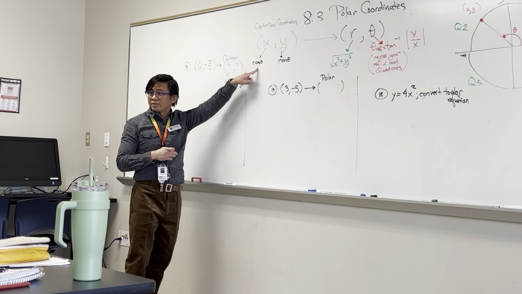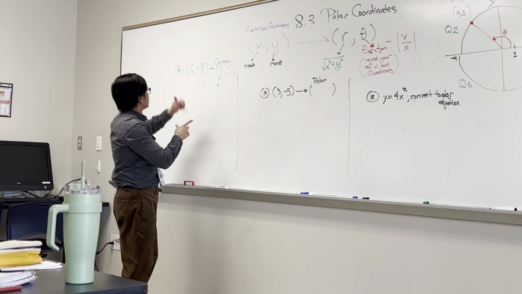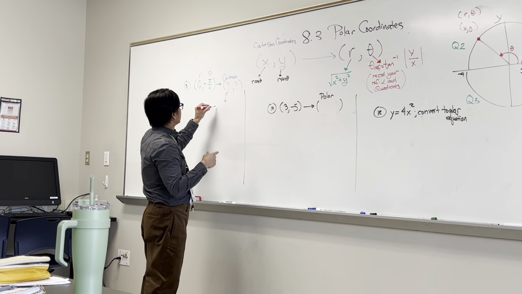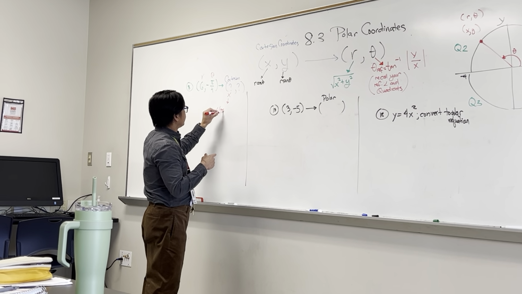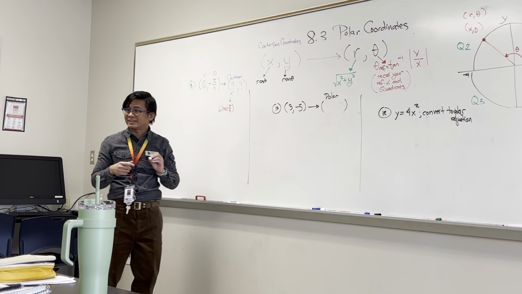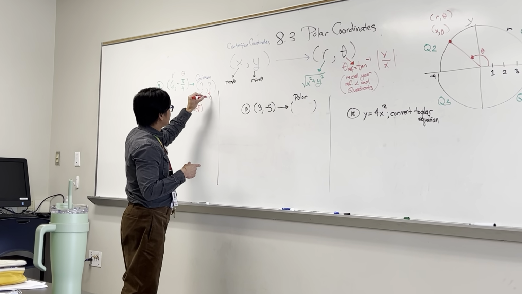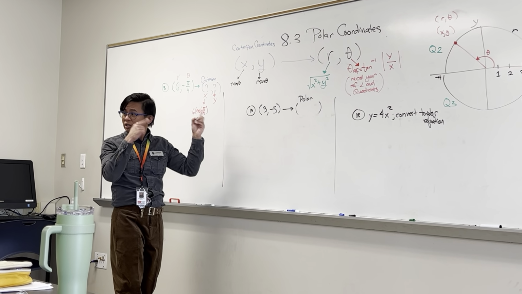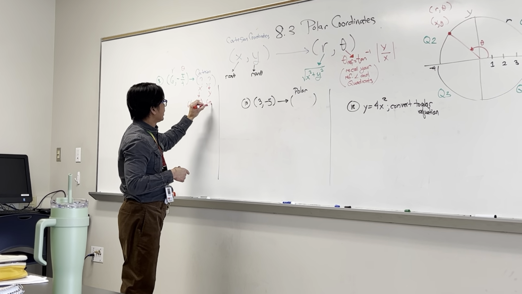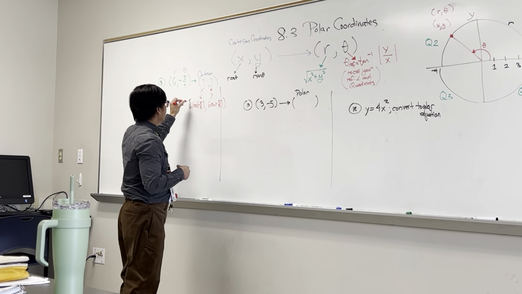R cosine theta, right? So what's your r? 6. Very good. So that's your r, and this is your theta. Your x coordinate in here is 6 cosine of negative pi over 4. And your y, however, will be the sine equivalent of that. So that's 6 times sine of negative pi over 4.